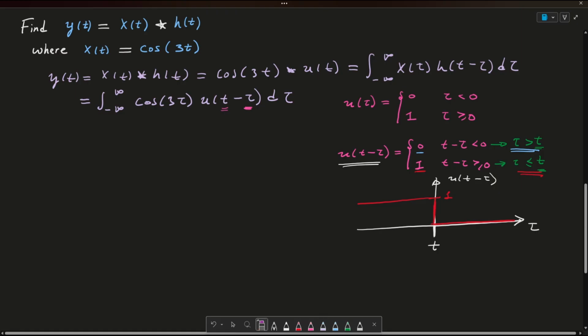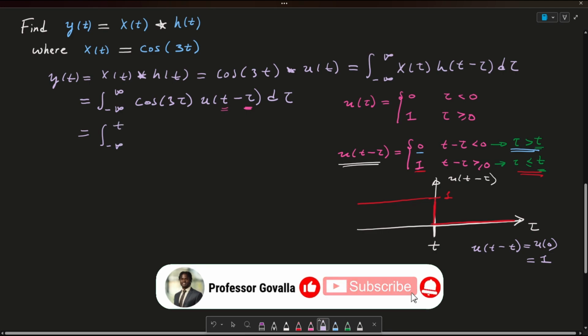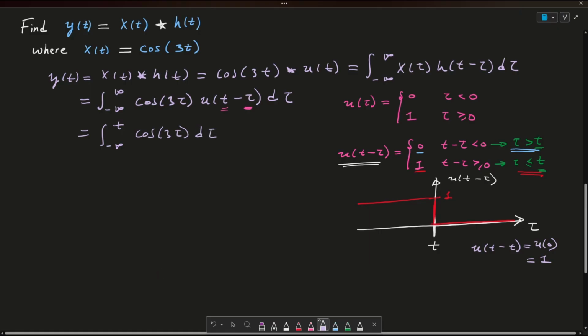And again, this makes sense because if tau is equal to t, we get u(t minus t), which is equated to u of 0, which is simply 1. So when tau is equal to t, it shoots up to 1. So then this here is equated to the integral from negative infinity to t of cosine of 3 tau d tau, where again, we're taking the integral between negative infinity, which is this direction, and stopping at t, because anything other than that is simply 0, so we don't care about it, so that we can get rid of this function here.